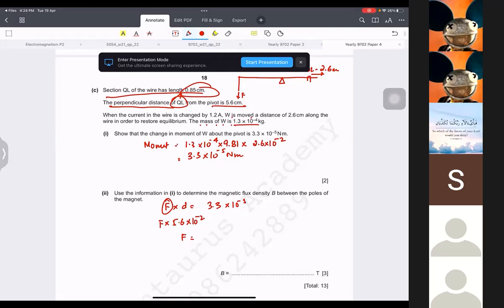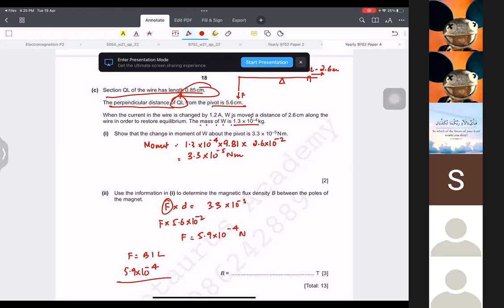Okay, go on. So 5.6 times 10 power minus 4. 5.9 times 10 raised to minus 4. Okay, then what do you do? F equals BIL. So 5.9 times 10 raised to minus 4.